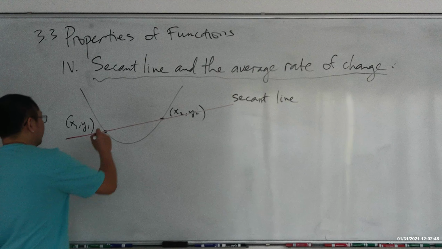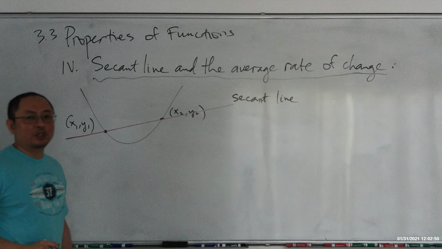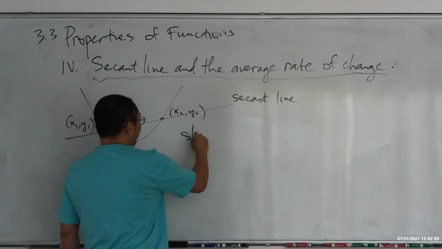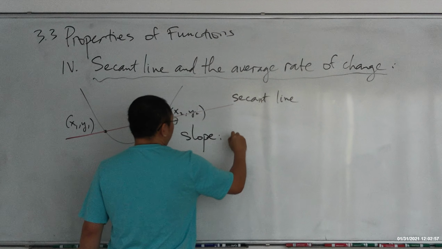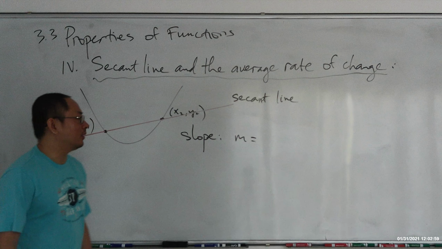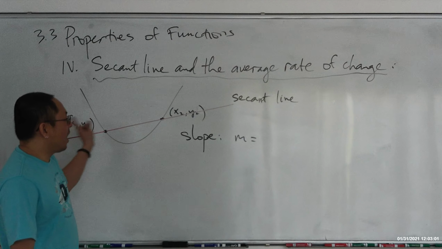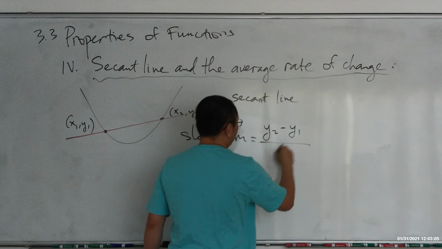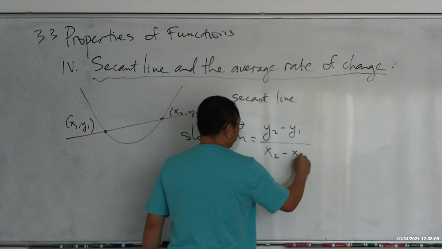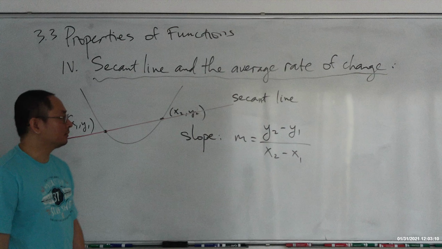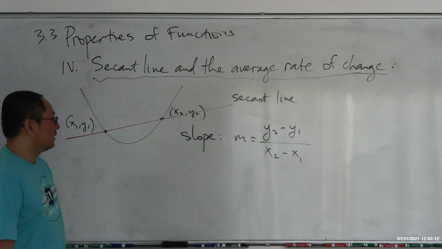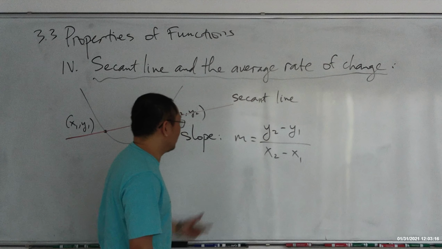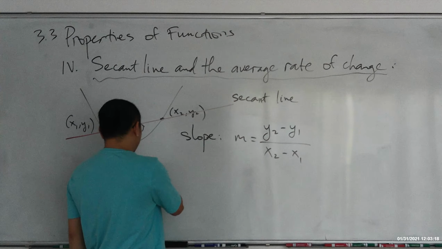Now that you have a line, you know how to find the slope of the line if you know 2 points. That's what we learned before. Slope of the secant line is what? M is equal to, we learned in chapter 2, the change of y over change of x, which is (y2 minus y1) over (x2 minus x1). That's the slope. And the slope of the secant line is called the average rate of change. So instead of writing M, people can call it the average rate of change.